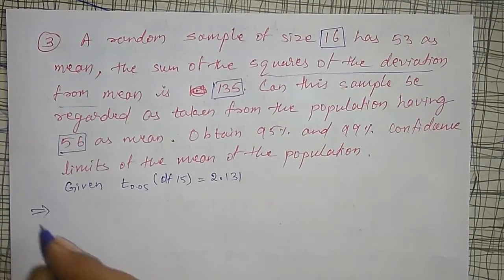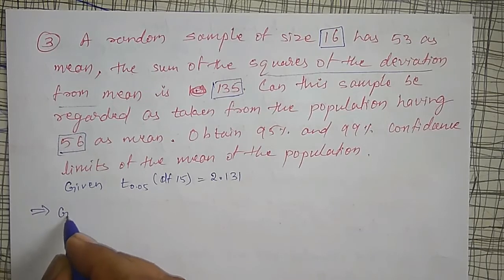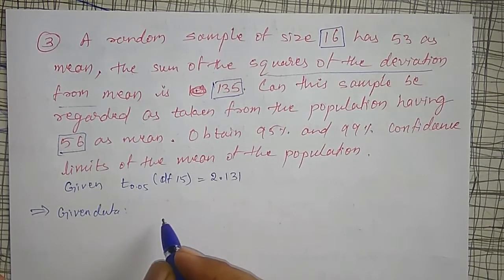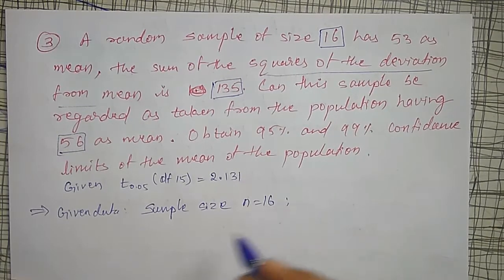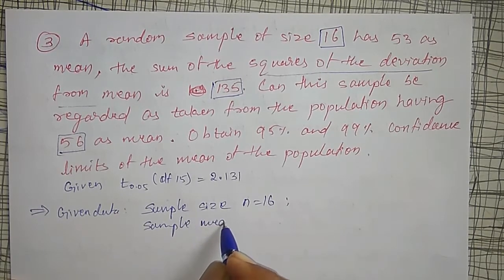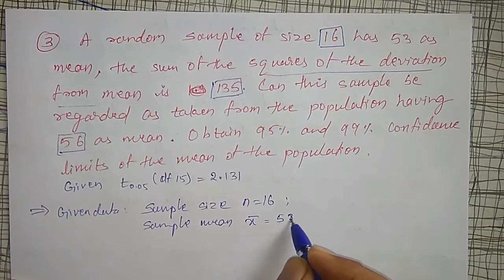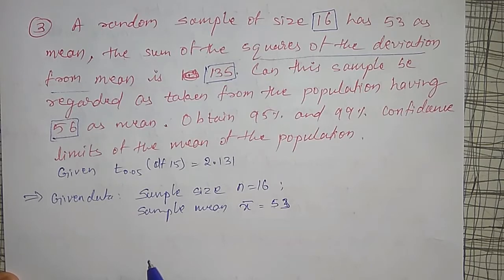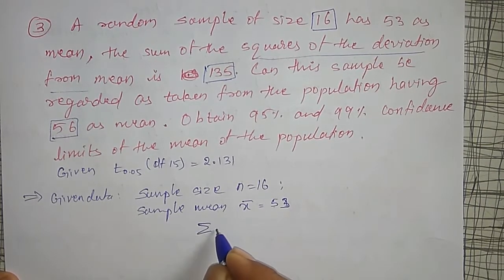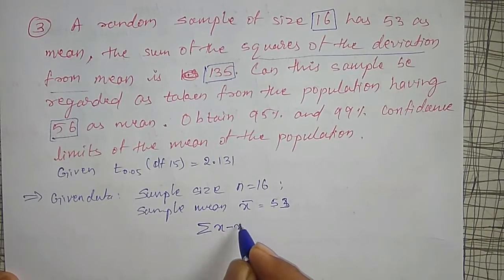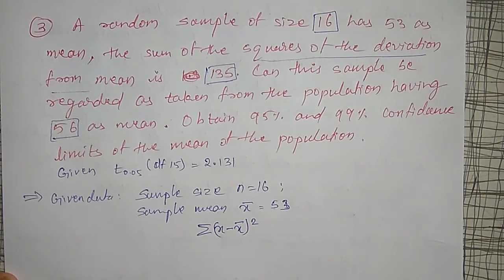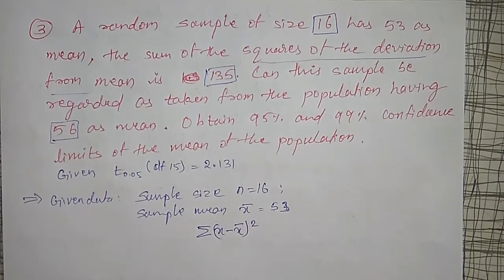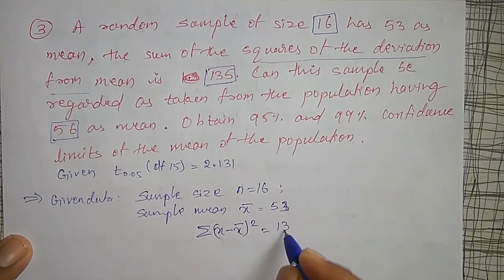Now, first, what are the given things, the given data: sample size n is equal to 16, sample mean x bar equal to 53, and the sum of the squares of the deviation from mean, that is x minus x bar, squares of it, summation of (x minus x bar) square, is equal to 135. They are given.